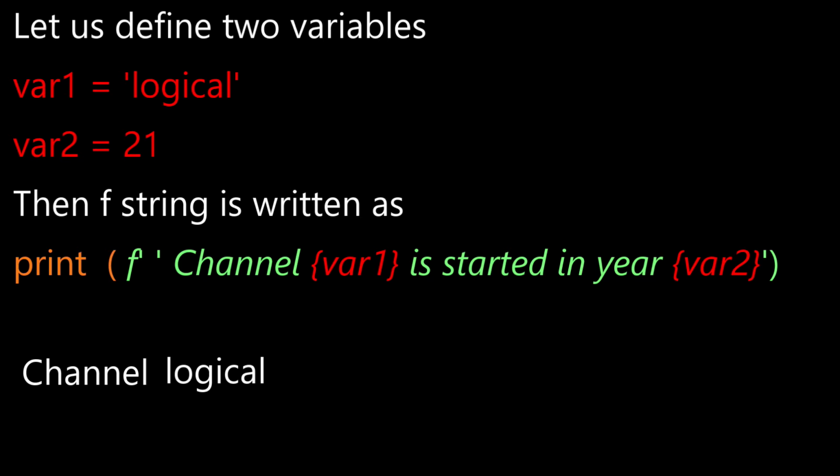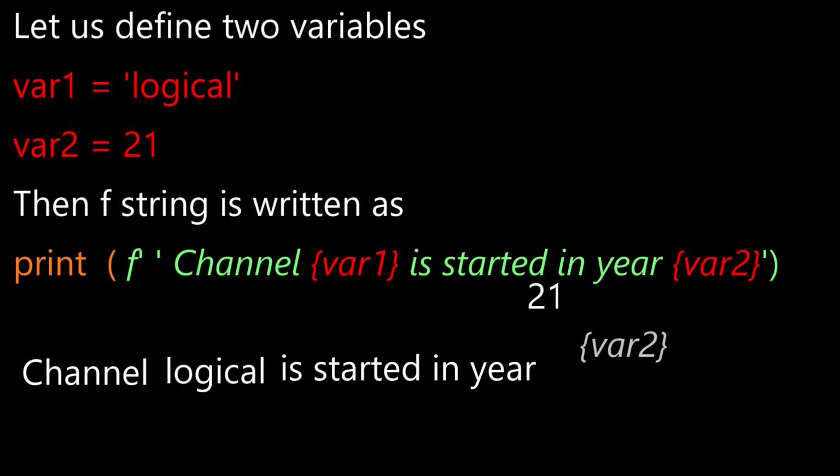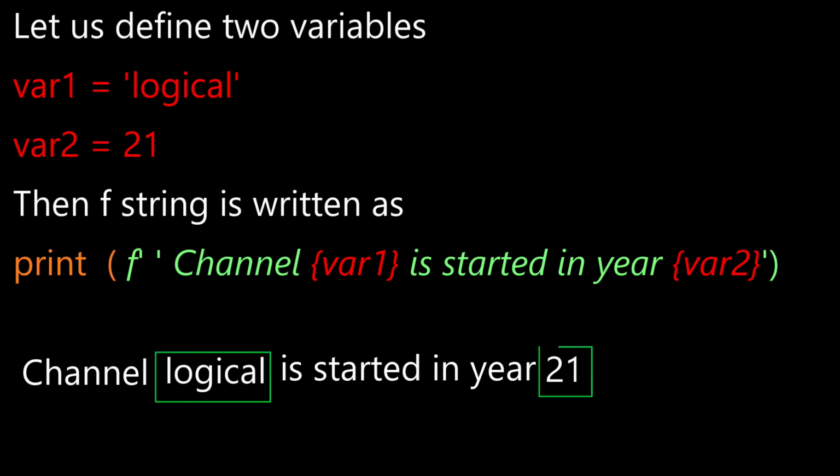Next is started in year. It is pure string, so it is written as is. The next is variable 2, whose value is 21. So in this way, the two variables, logical and number 21, we have inserted in a string, and with the help of print we are able to print.